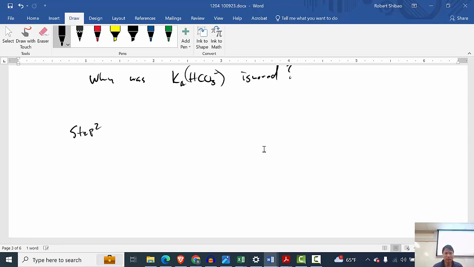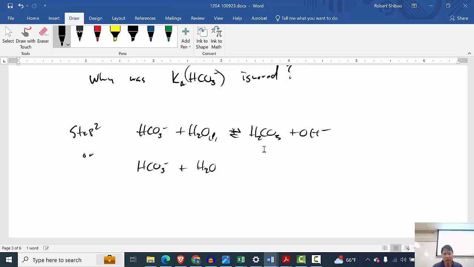When we did our step 2, it was the bicarbonate hydrolyzing water, and it could hydrolyze in both ways. It could either accept a proton, like in this case, where it accepts a proton to form carbonic acid and hydroxide, or alternately, bicarbonate can donate a proton. If bicarbonate donates a proton, then it's going to form hydronium and carbonate. And the answer is this.